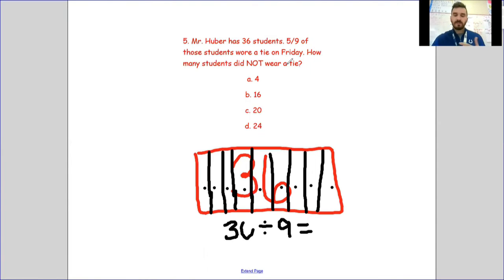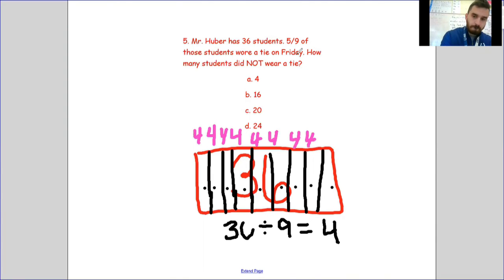Now again, this gets so much easier if you know your facts. If you know 9 times something gets you 36. If you don't, you might have to list your multiples, 9, 18, and so on. But if I do 36 divided by 9, that's going to give me 4. Guys, that does not mean 4 is the answer. You've got to know what that 4 represents. That 4 is what I'm going to put in each one of those ninths. That means each of these ninths is 4 students. Let's see if I can squeeze these in here. 1, 2, 3, 4, 5, 6, 7, 8, 9.